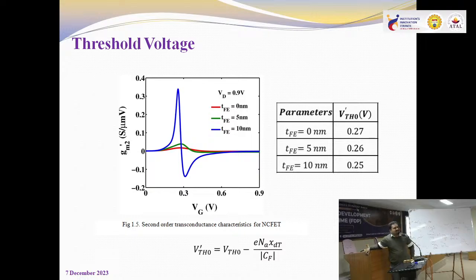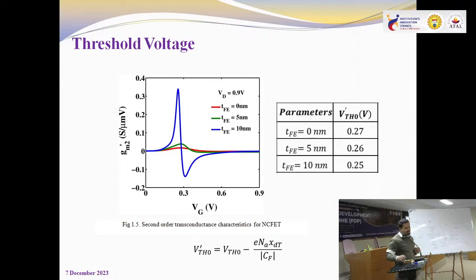Now threshold voltage. There are many ways to calculate the threshold. Although in device physics we say threshold voltage is the voltage at which the hole concentration in the body or bulk is equal to the electron concentration in the channel. As per the standard definition in device physics, that voltage will be called the threshold voltage.